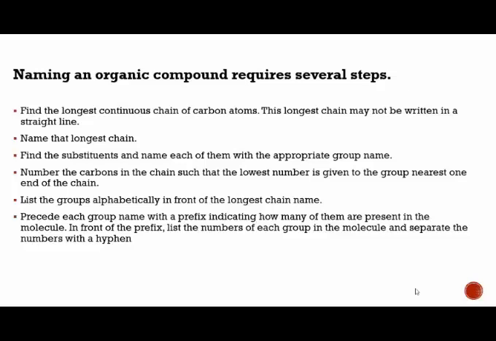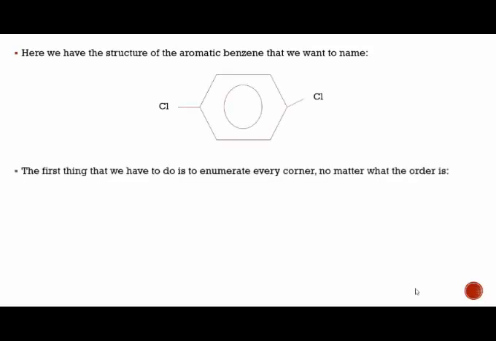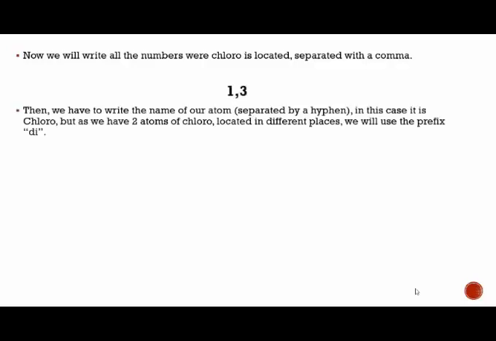Precede each group name with a prefix indicating how many of them are present in the molecule. In front of the prefix, list the numbers of each group in the molecule and separate the numbers with a hyphen. Here we have the structure of an aromatic benzene that we want to name. The first thing we have to do is to enumerate every corner, no matter what the order is. Now, we will write all the numbers where chloro is located, separated with a comma. So it will remain like 1, 3.